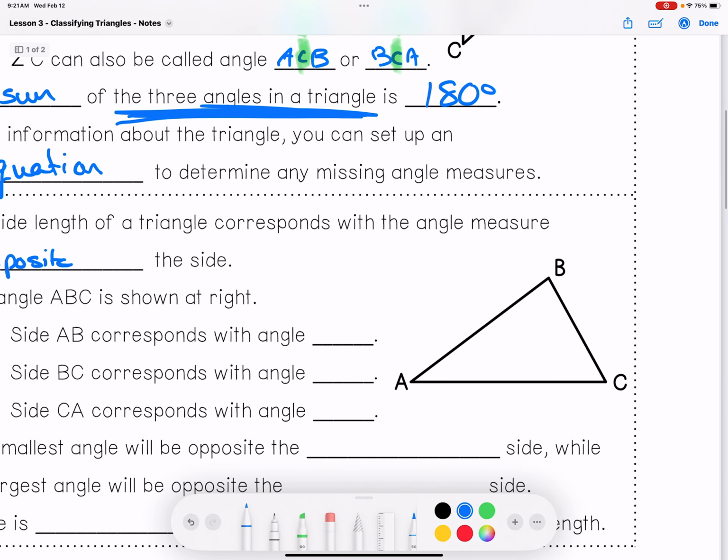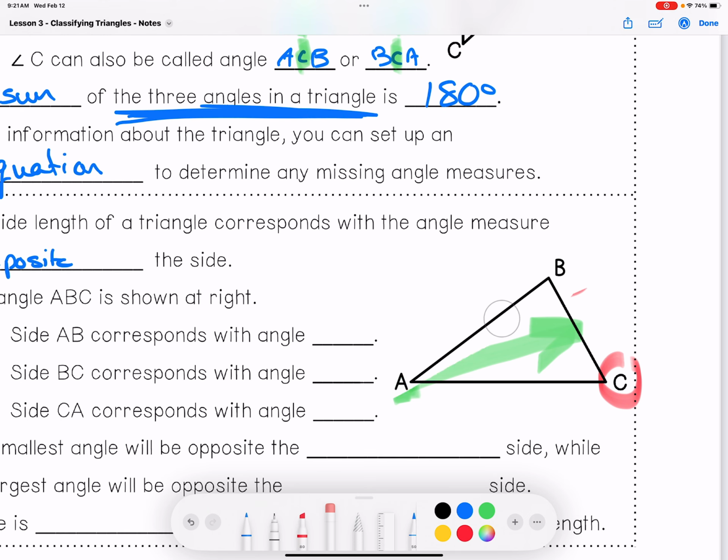So if we're talking about angle A, okay, which line segment, so the line segment is just a line, is opposite of it, like a mirror almost. Which one is straight across? It's what? B and C. So which line segment corresponds with A, B, and C? Okay?